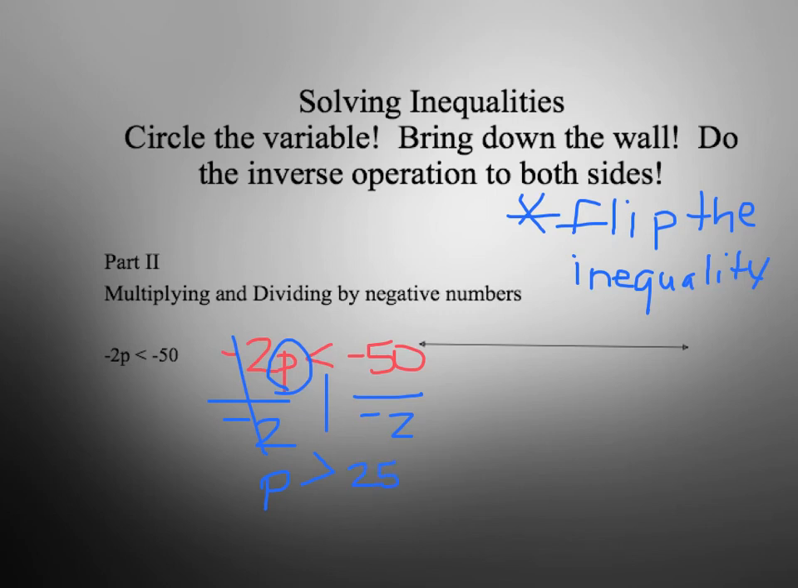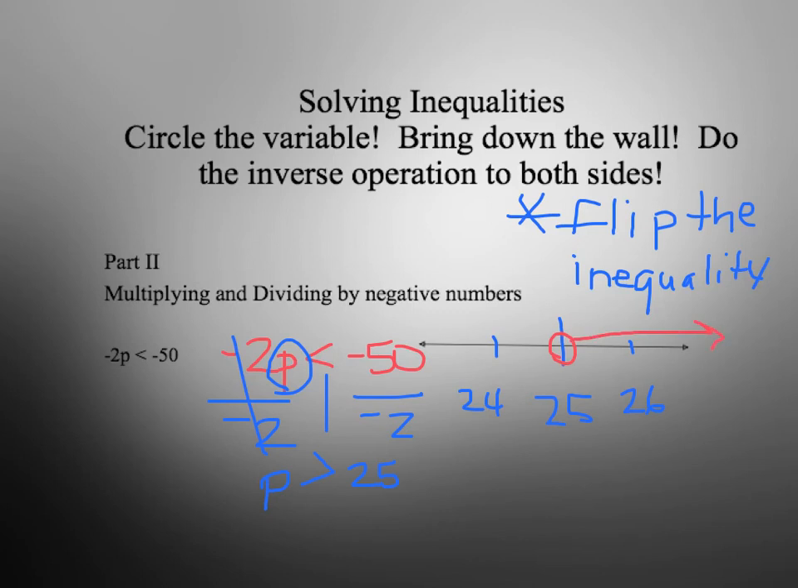All right. And then I can go ahead and graph this. So I have 25, 26 on this side, and 24 over here. And it's going to be an open circle because I do not have a line. And it's going to point in this direction. All right.